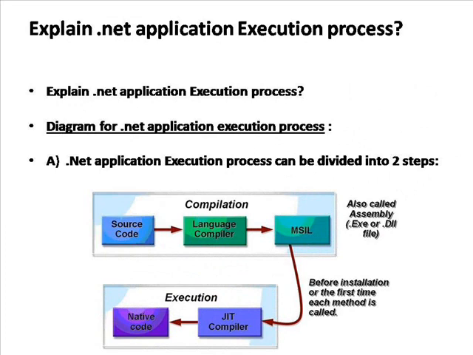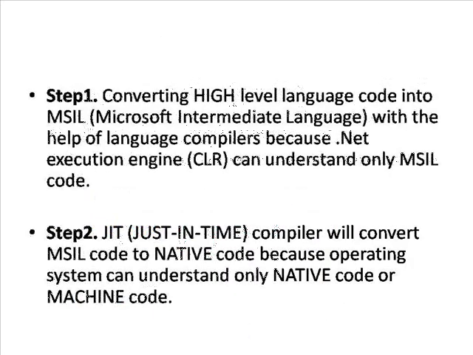Explain .NET Application Execution Process. The .NET Application Execution Process can be divided into two steps. Step 1: Converting high-level language code into MSIL, Microsoft Intermediate Language, with the help of language compilers, because the .NET execution engine, CLR, can understand only MSIL code.